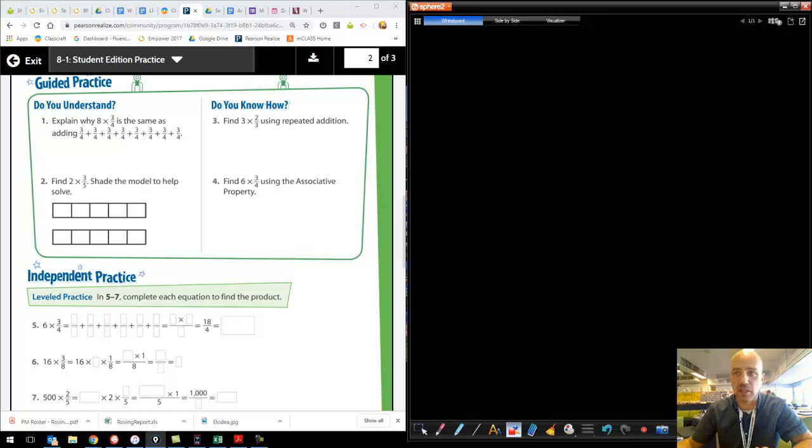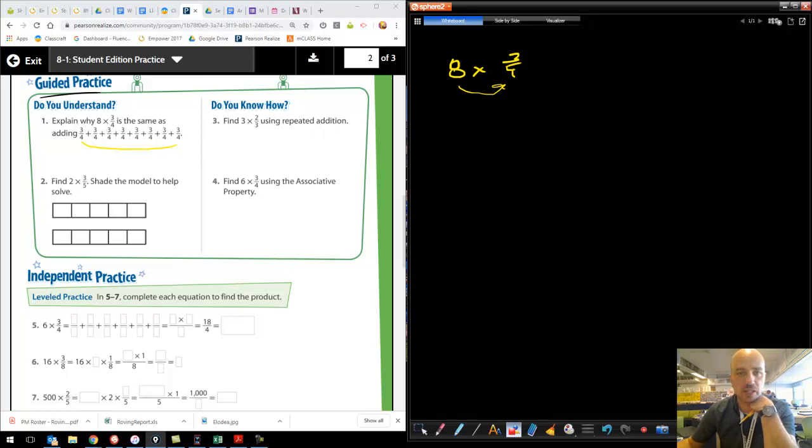So let's take a look at a couple of problems here. The first one is this guided practice up here. It's saying, do you understand? Explain why 8 times 3/4 is the same as adding 3/4 plus 3/4 plus 3/4. Ultimately, when I'm multiplying, I'm thinking of copies of. On this problem, it's 8 times 3/4. What I'm saying is I have 8 copies of 3/4. With addition, I'm asking for 8 copies of those same things, and I'm adding them all up. And that's what I'm looking for.